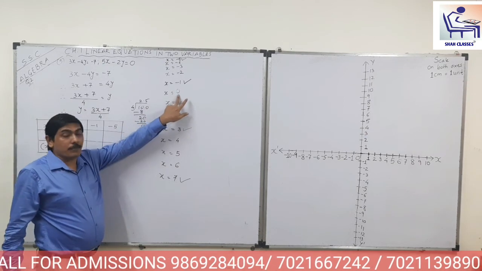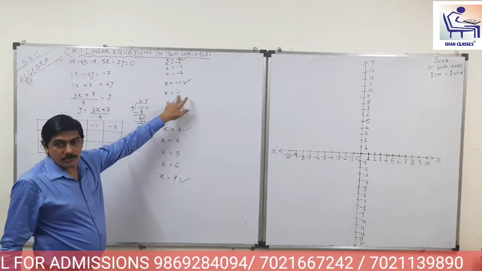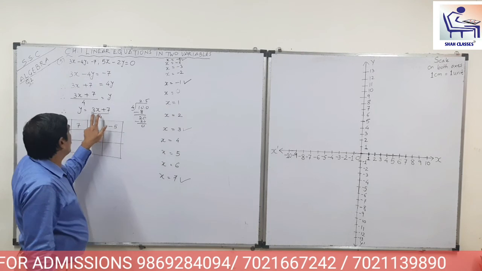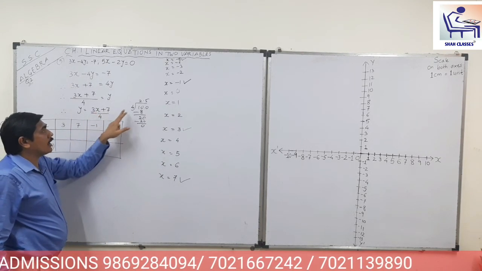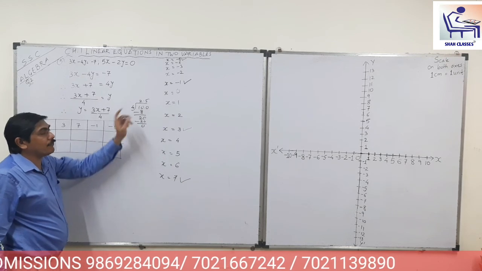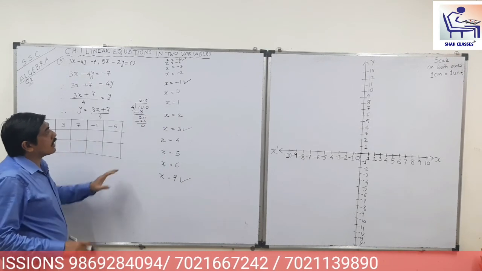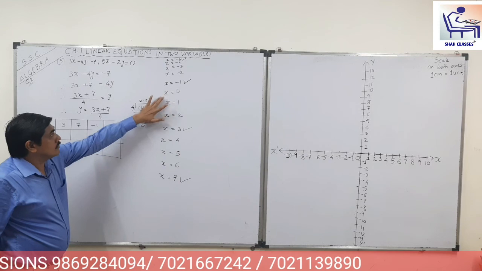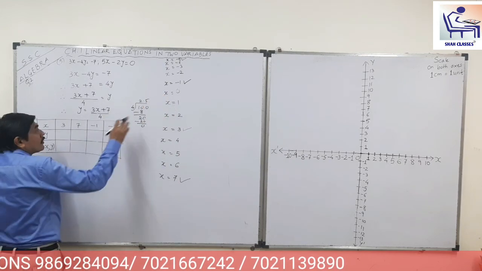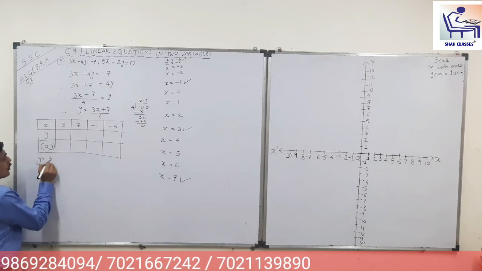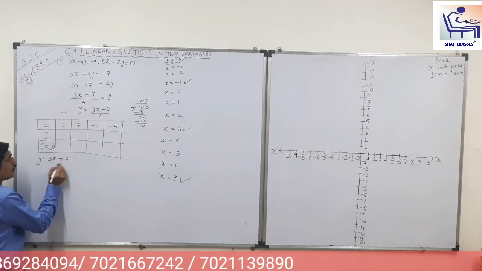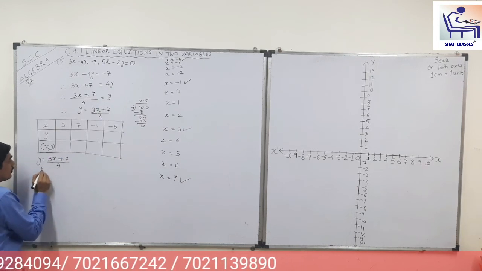Keep in mind, we have purposely not taken 0, because even if we take 0, 3 into 0 is 0 and 7 divided by 4 is, again, you will get the answer in a fraction. So I am not taking in this sum as 0. So we have to find the value. y is equal to 3x plus 7 upon 4.